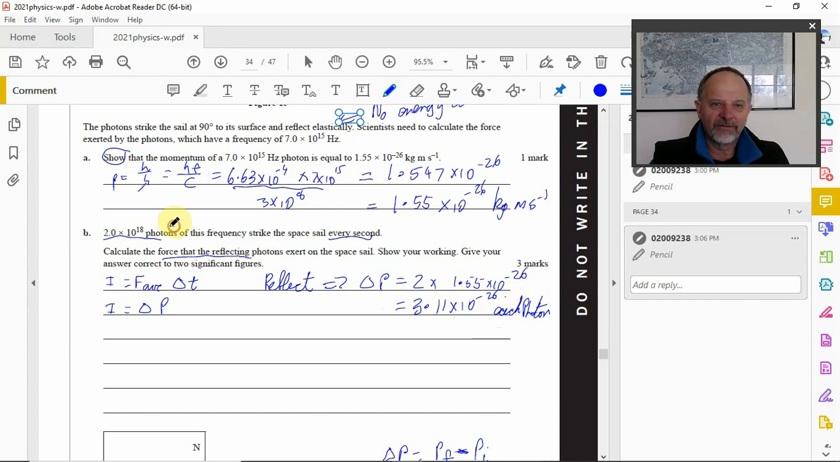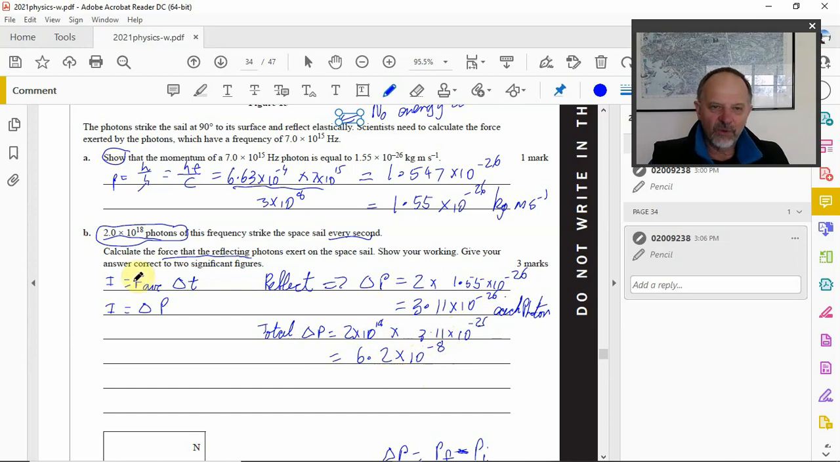And what we have is 2 by 10 to the 18 photons. So our total change in momentum then is 2 by 10 to the 18 lots of the 3.11 by 10 to the minus 26, which when I look at that, it's 6.2 by 10 to the minus 8.